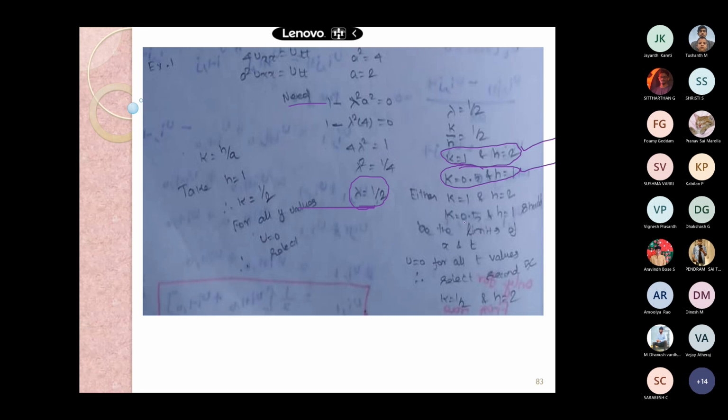There are two possibilities. So when k is equal to 0.5 and h is equal to 1, these should be the limits of x and t, if u is equal to 0 for all t values. See, this is the probable limit, which will give more advantage instead of taking k as 1 and h as 2.